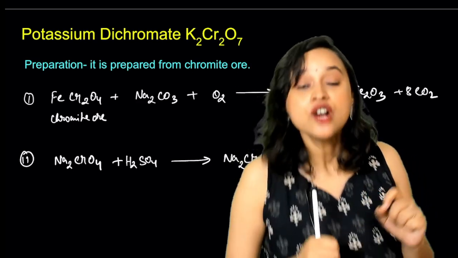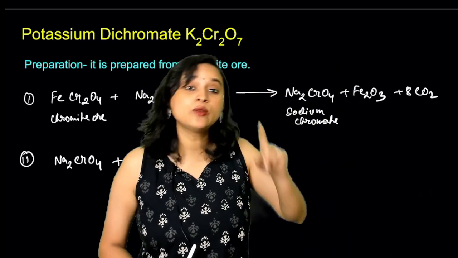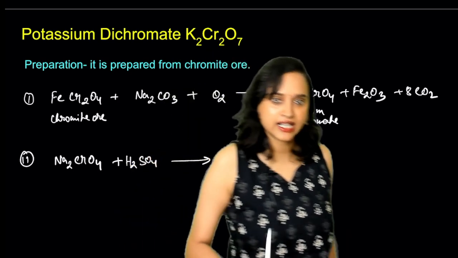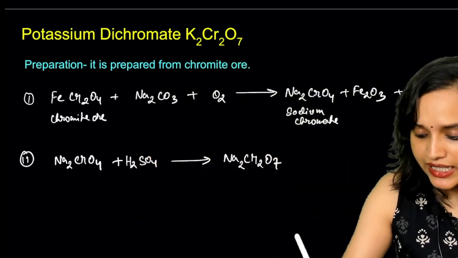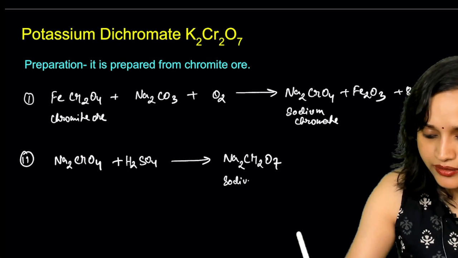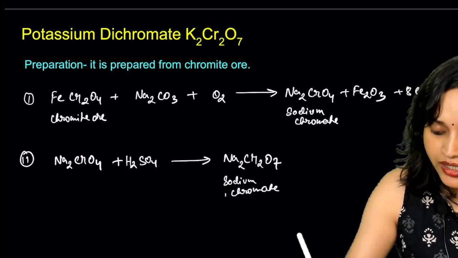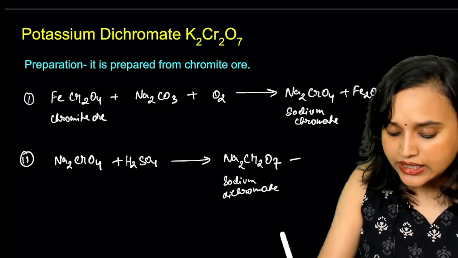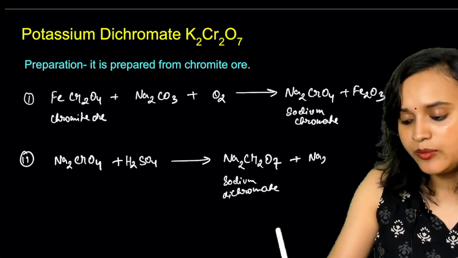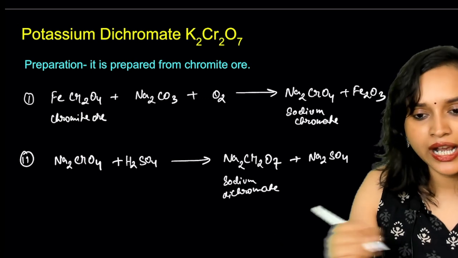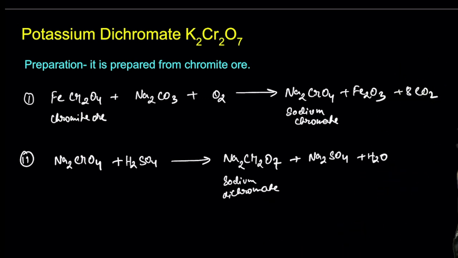But what do we have? We have sodium dichromate. We don't want sodium dichromate. We want potassium dichromate. Correct. Now it is absolutely easy peasy. So you have got sodium dichromate. With this, you will obviously get, because you have Na2 and SO4, Na2SO4 as well, sodium sulfate, plus some amount of water, definitely. Yes, this is what will come.